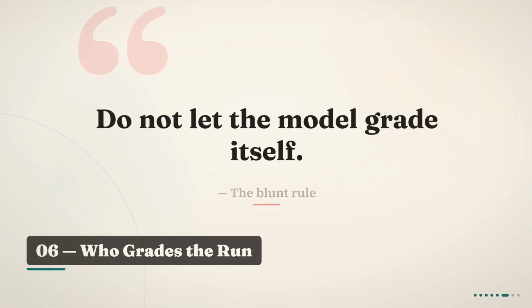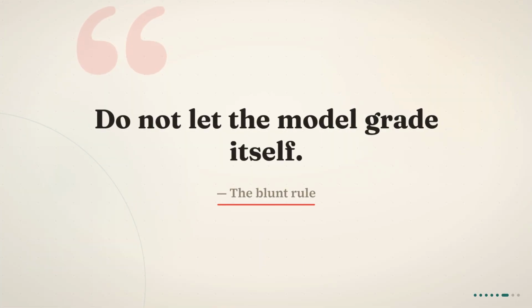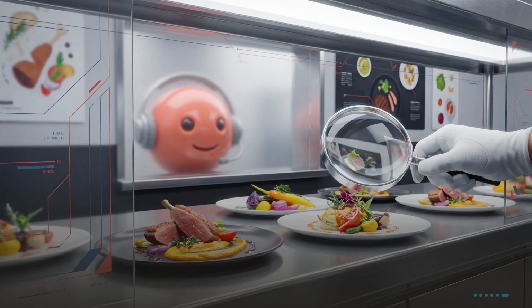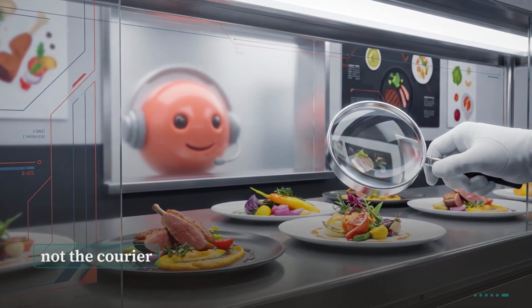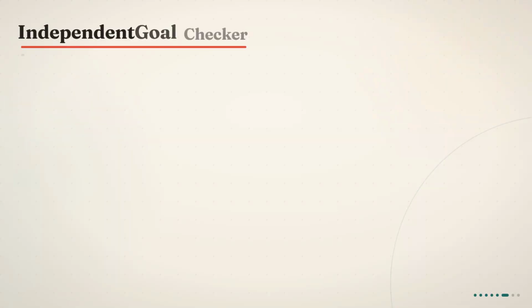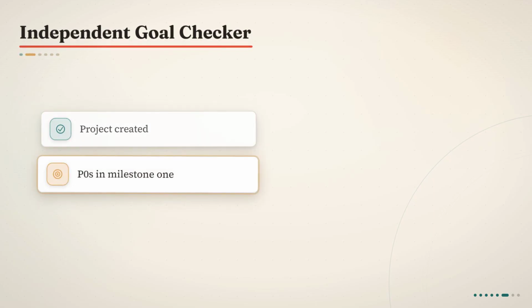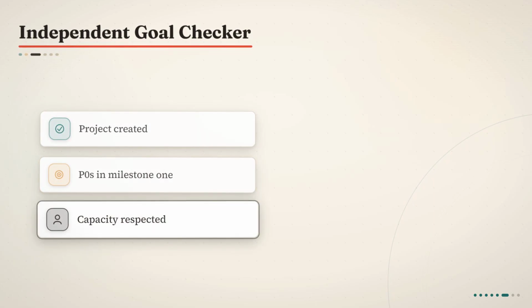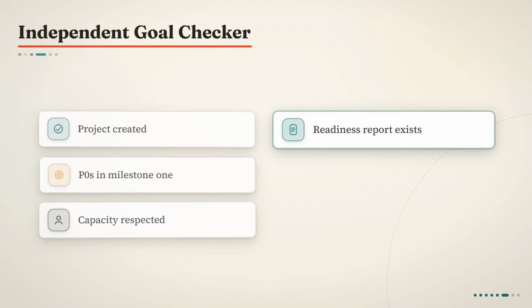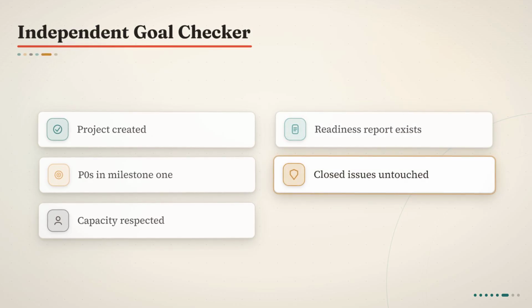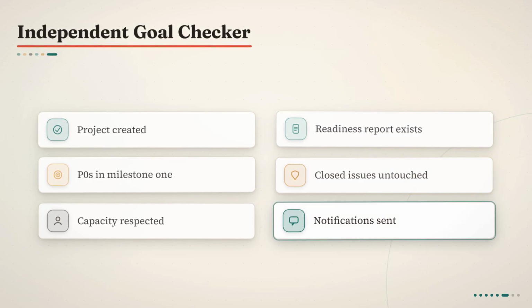But who decides whether the agent succeeded? Not the agent. The rule is blunt. Do not let the model grade itself. You don't ask the courier if the meal was right. You inspect the plates. Define an independent goal checker, computed from application state or audit events after the run. Project created. All P0 in first milestone. Assignments respect capacity. Readiness report exists. Closed issues unchanged. No notifications sent. Pass or fail never depends on the model's confidence.